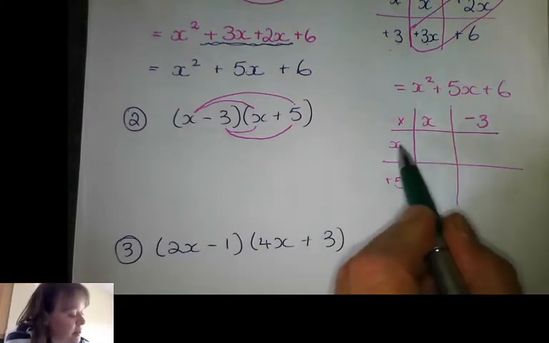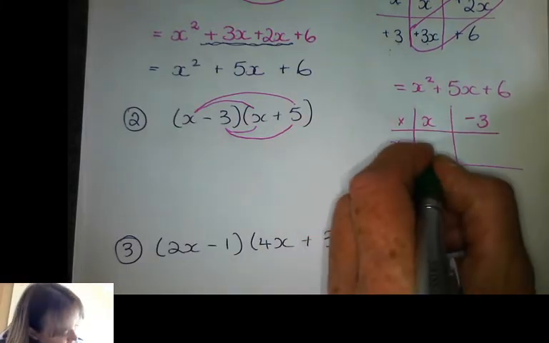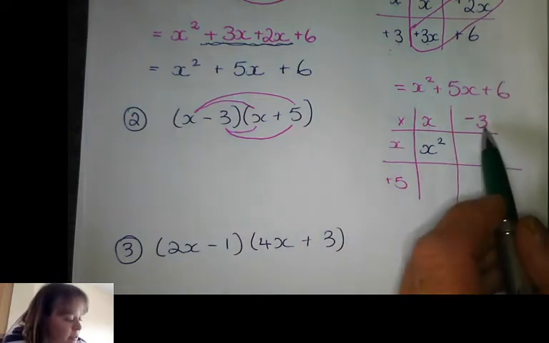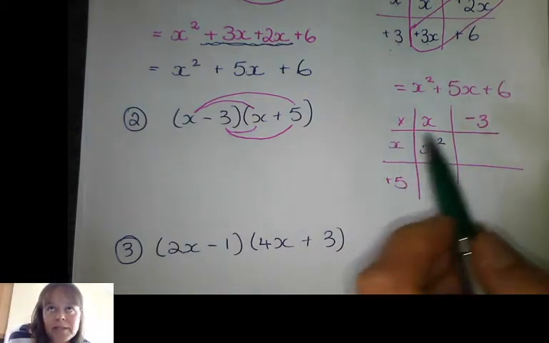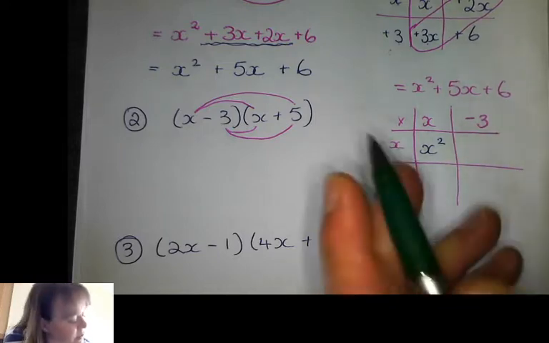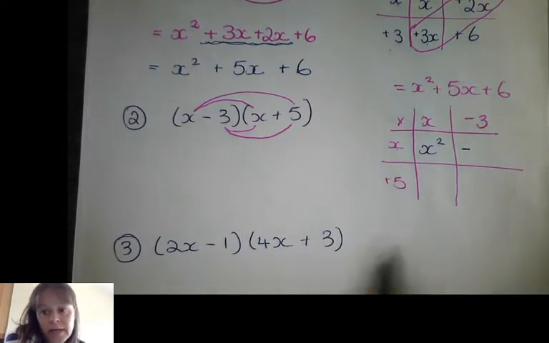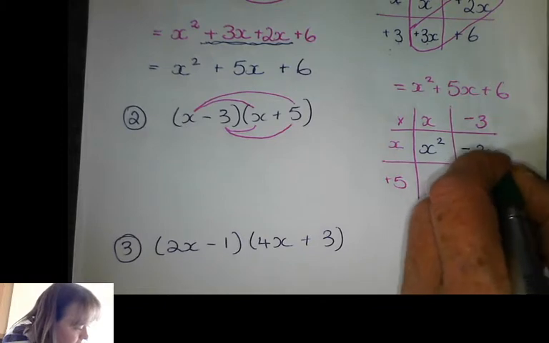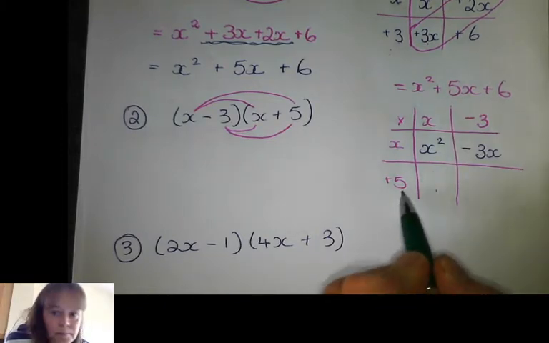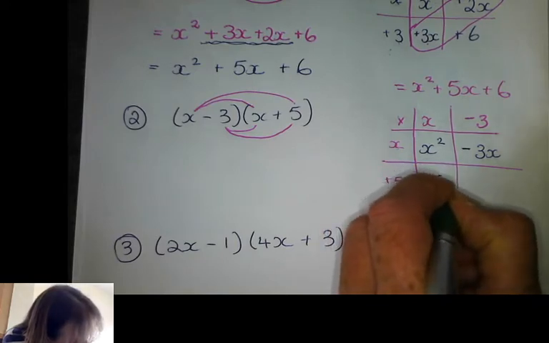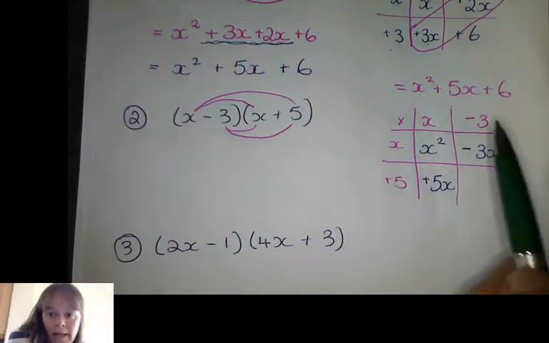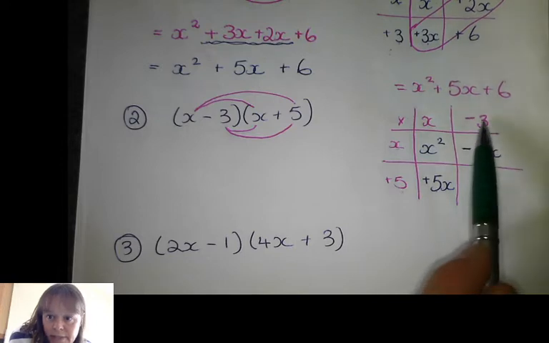So in this box here, I've got to do x times x, gives me x squared. In this box here, I've got to do -3 multiplied by x. Now, if you remember back to last time, a negative times a positive gives me a negative, and then 3 times x, 3x. This grid here, +5 multiplied by x gives me +5x.